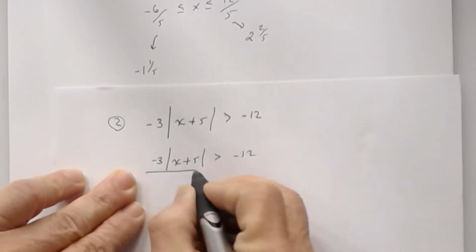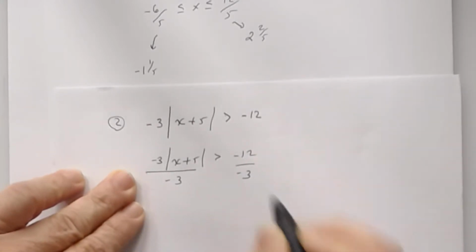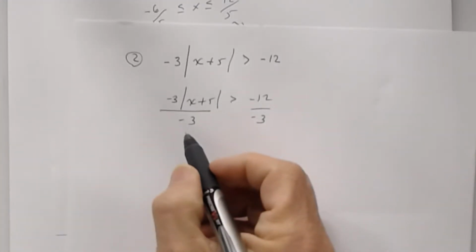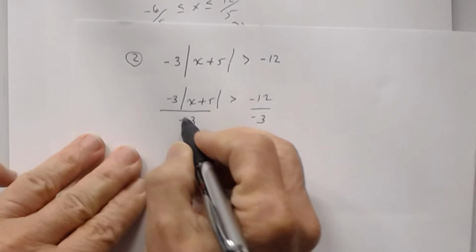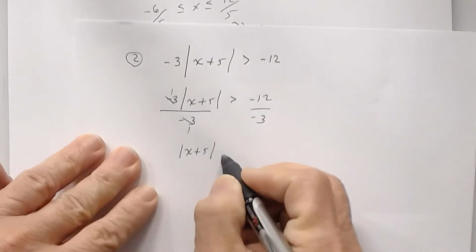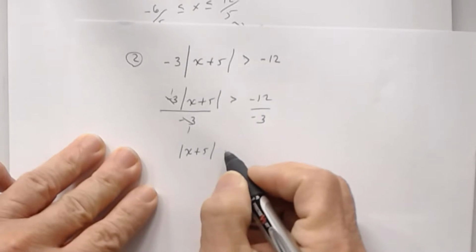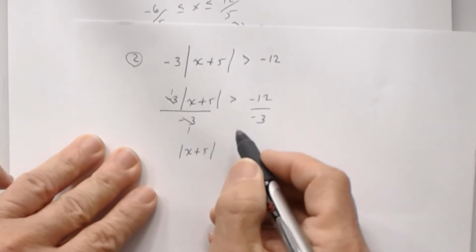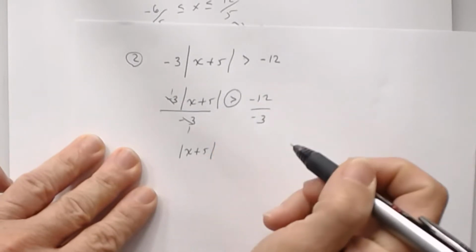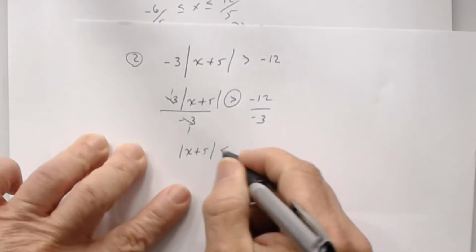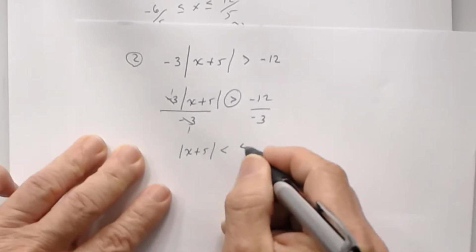All right, so I'm going to divide both sides by negative 3, right? Okay. Now tell me what to write. So the negative 3's divide out, so I have the absolute value of x plus 5 is what? Less than. I divided the inequality by a negative number, so I've got to reverse the inequality symbol. So the absolute value of x plus 5 is less than what number? 4.